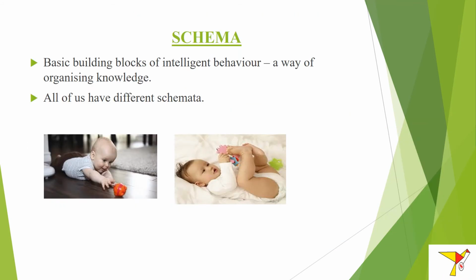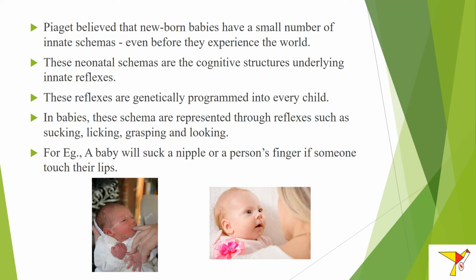The first concept is schema. Schema are the basic building blocks of intelligent behavior, a way of organizing knowledge. All of us have different schema. Piaget believed that newborn babies have a small number of innate schemas, even before they experience the world. These neonatal schemas are the cognitive structures which underlie the innate reflexes. These reflexes are genetically programmed into every child. In babies, these schemas are represented through reflexes such as sucking, licking, grasping, and looking. For example, a baby will suck a nipple or a person's finger if someone touches their lips. This is a perfect example of schema, the sucking schema present in newborn babies.